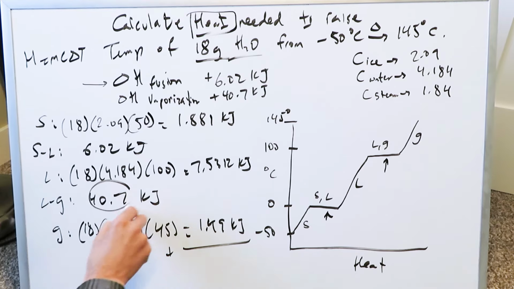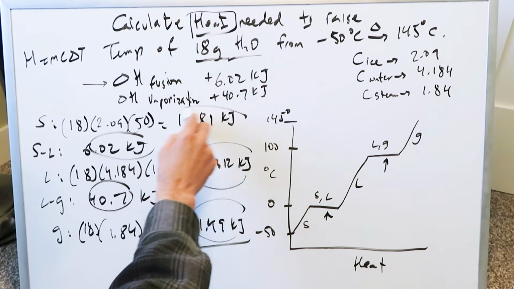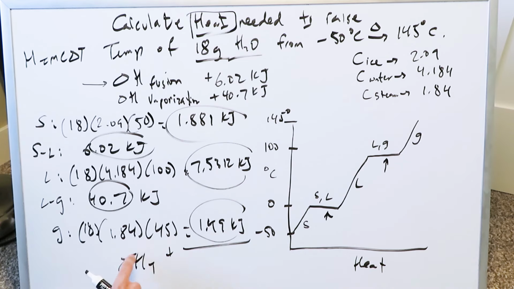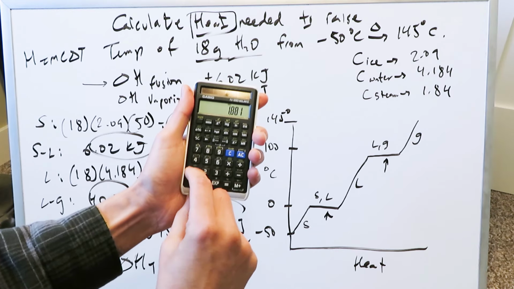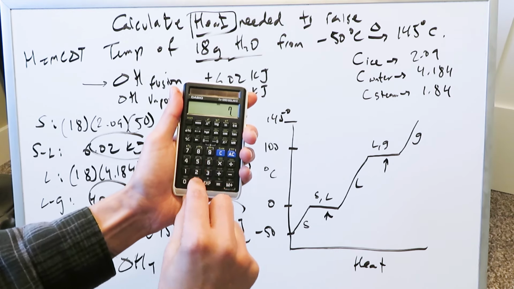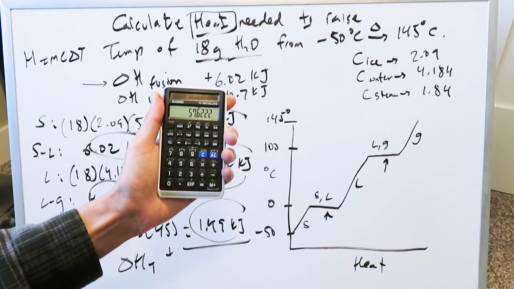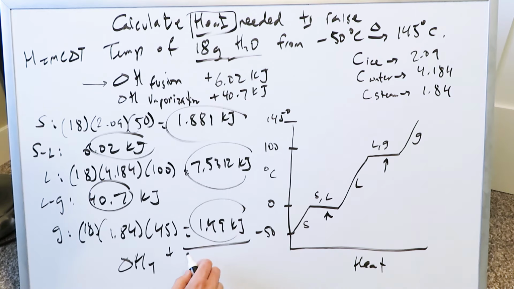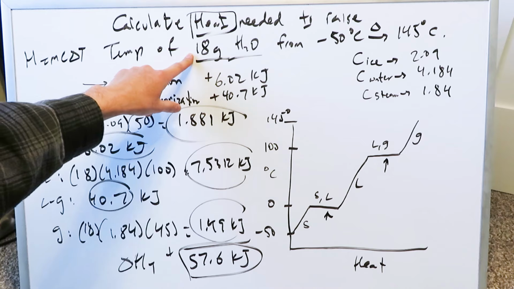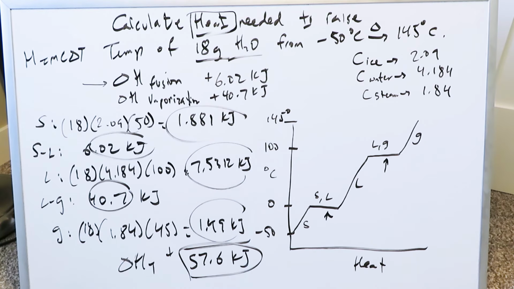All you have to do is add up this number, that, and that, and we'll have our total heat needed for this entire change from minus 50 degrees Celsius to 145 degrees Celsius for water. We'll do 1.881 plus 6.02 plus 7.5312 plus 40.7 plus 1.49. I have 57.6 kilojoules, and that'll be our answer, 57.6 kilojoules. Everything here is positive. It will take 57.6 kilojoules or 57,600 joules of heat energy to convert 18 grams of water from minus 50 degrees to 145 degrees.